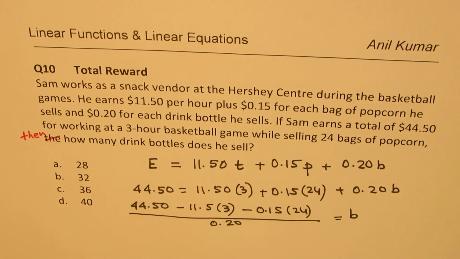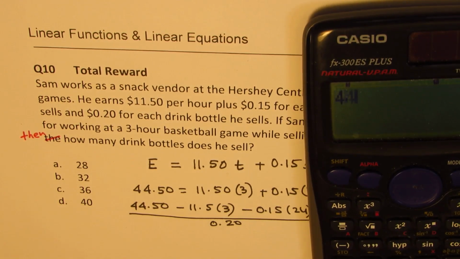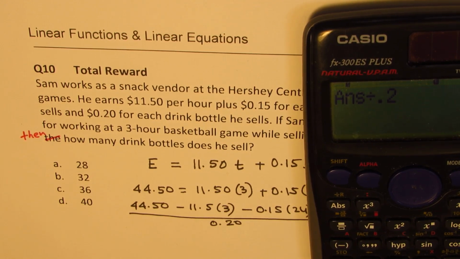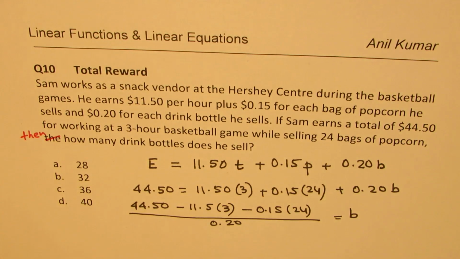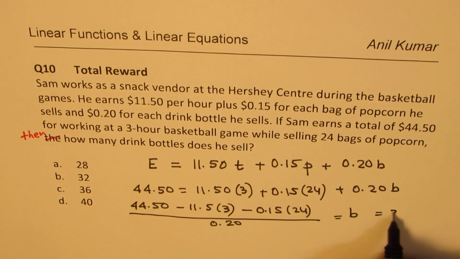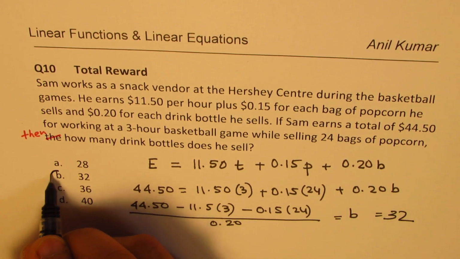Let us now see what is this value. So we have 44.5, take away 11.5 times 3, take away 0.15 times 24. So say equal to, and then divide by 0.2. Otherwise use brackets. So we get 32 as our answer, and that is also one of the choices. So I think we are done.